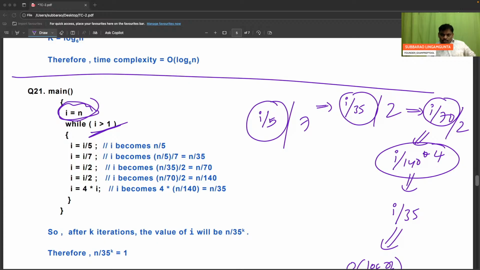Someone is asking in which language I am teaching. It is a combination of all, C and Python, a combination of both. Both are there.